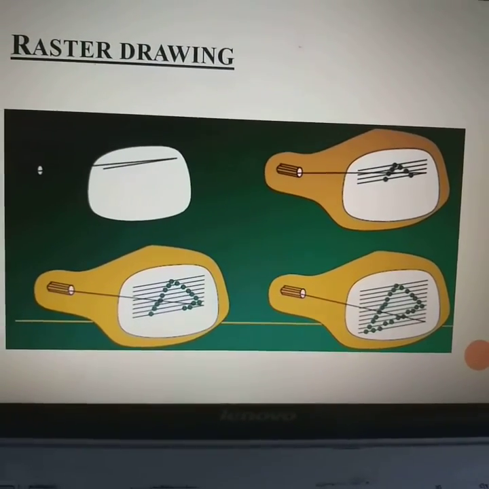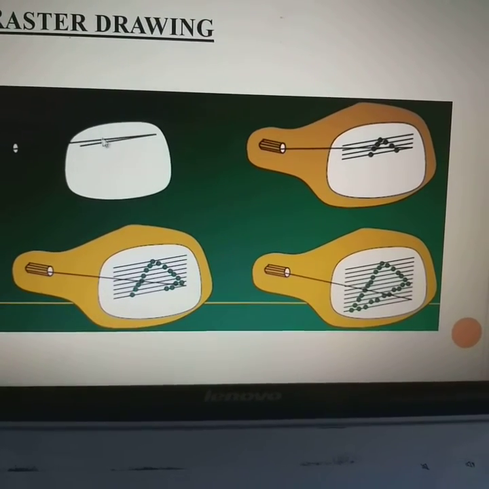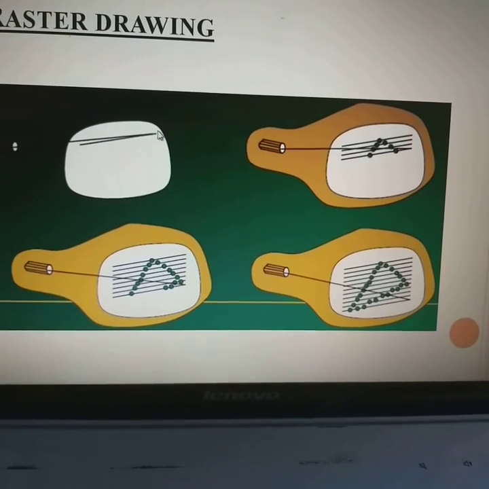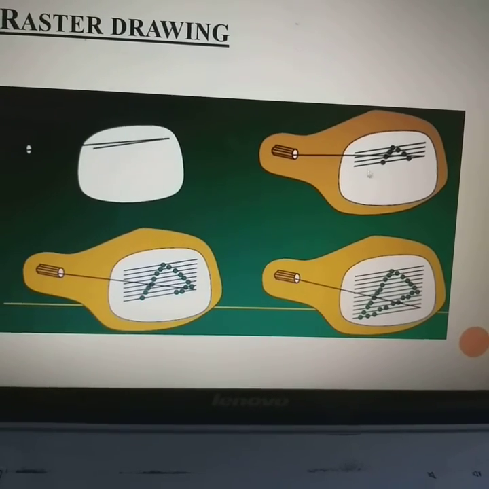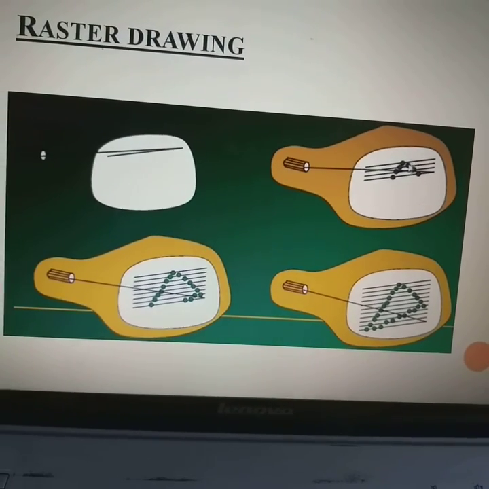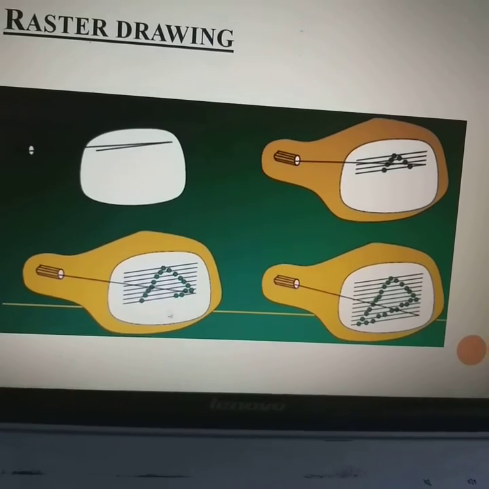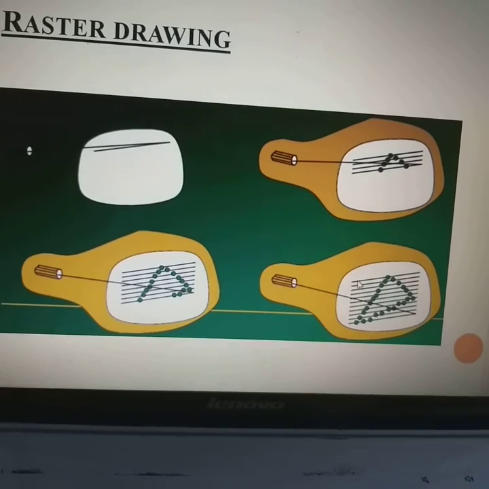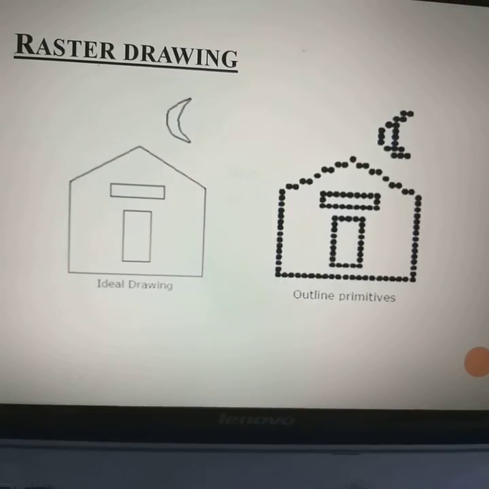So this is the raster drawing, in which the first row is drawn when the beam strikes the screen. Then the scanning process is done one row at a time. One pixel value is attached, then the second value is attached. In the same way, one by one, the image is formed by capturing the intensity values from the frame buffer. So this is also the redrawing process.